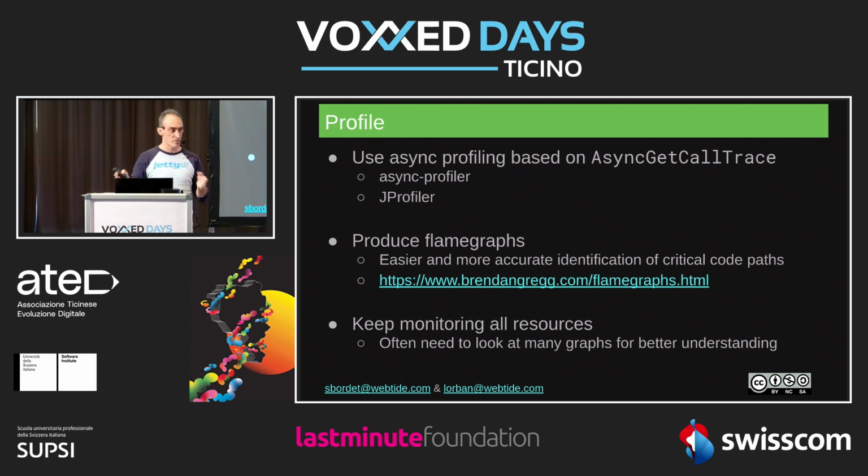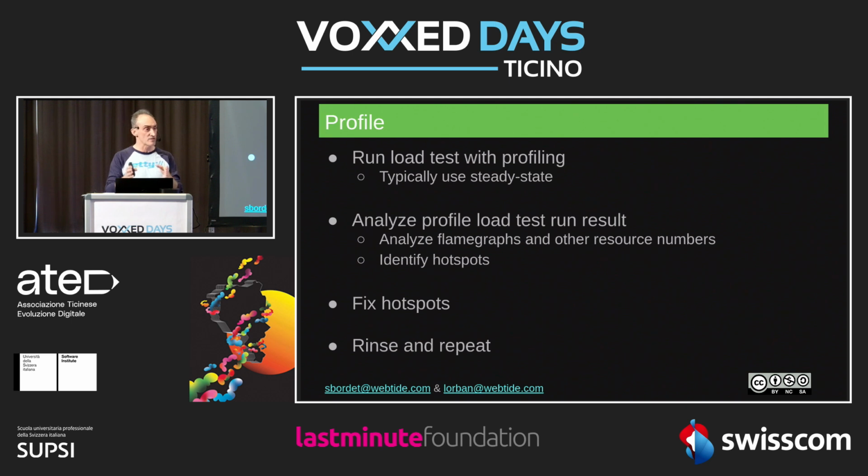If you want to have a CPU flame graph, and you see a tall tower, as I call them, you know that that particular piece of code is the one that is consuming the most CPU. But you can do them for many other events, like allocations, and other things. And you run your load test with the profiling enabled, again in steady state, and then you analyze the results.